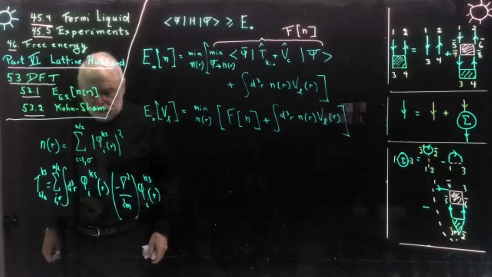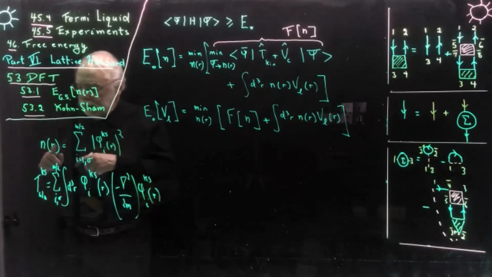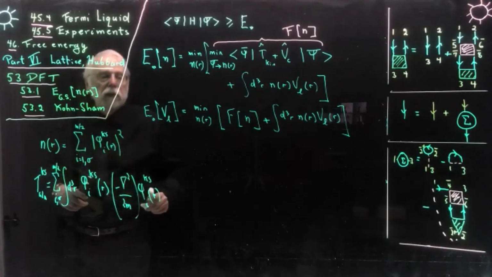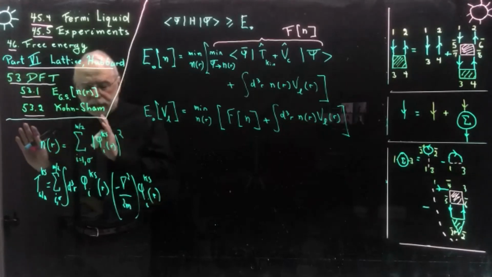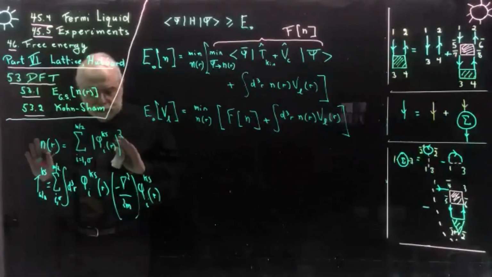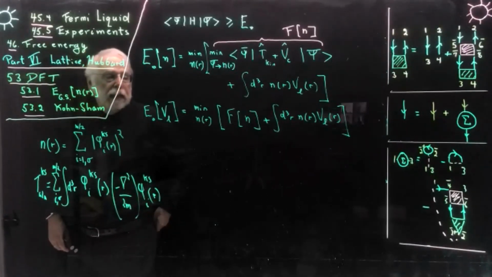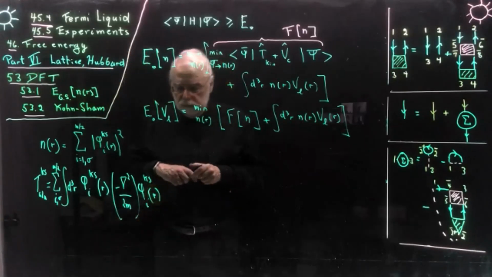Okay, so now the program would be to minimize, instead of minimizing with respect to n of r, we will minimize with respect to the Kohn-Sham orbitals. Okay. So I have enough freedom in these phi. I can take whatever I want, as long as they are normalized. I can take anything I want and get any density I need. So we transform this as a minimization with respect to these orbitals. And that's the same as Hartree-Fock theory for electrons.